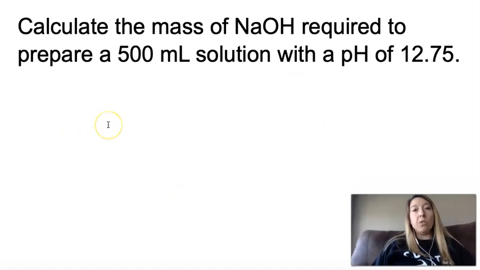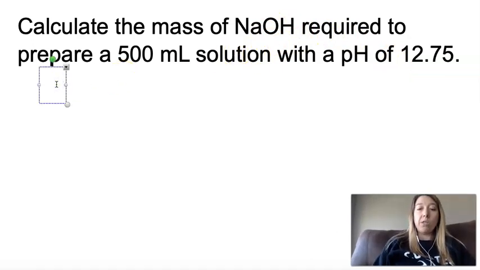Okay, last example. Calculate the mass of sodium hydroxide required to prepare a 500 mL solution with a pH of 12.75. So we are trying to get the mass of NaOH. When we look at what we're given, a pH. pH usually is associated with an acid, but right now we have a base because sodium hydroxide is a base.